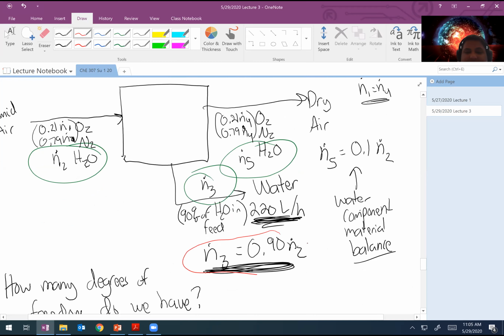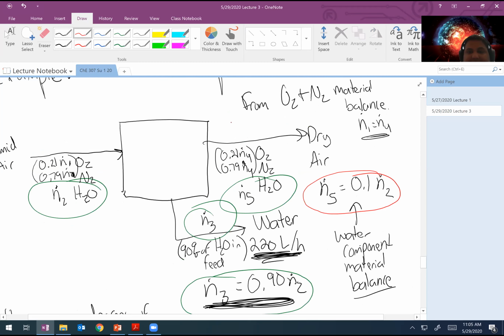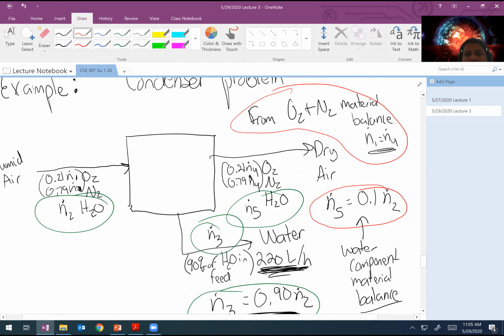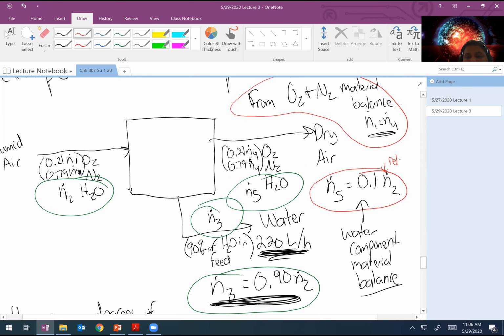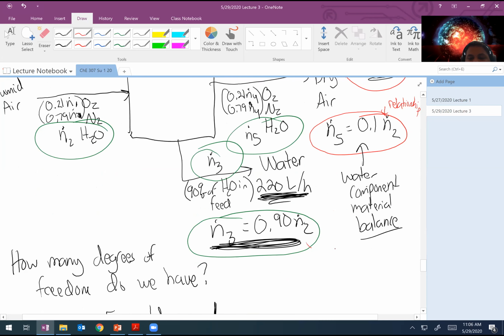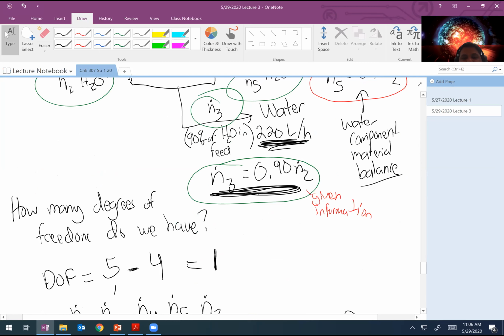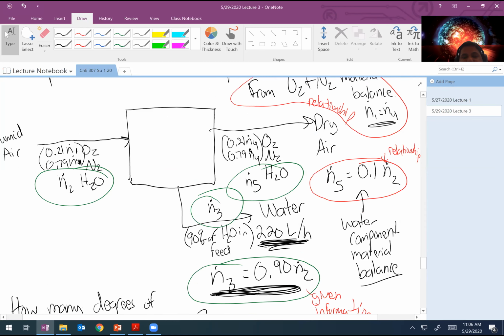this is useful because it's specified in the problem, right? But this is from the material balance. This is from the material balance. And so this becomes a relationship. This is part of a relationship. This is a given information, right? And so all of these are useful in reducing the numbers of degrees of freedom, but it gets tricky.